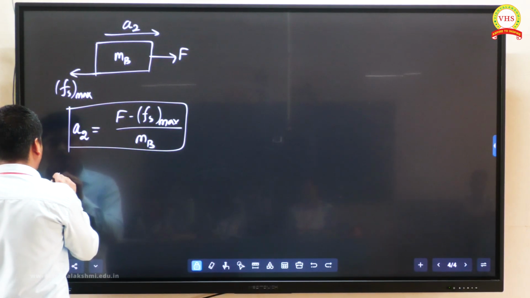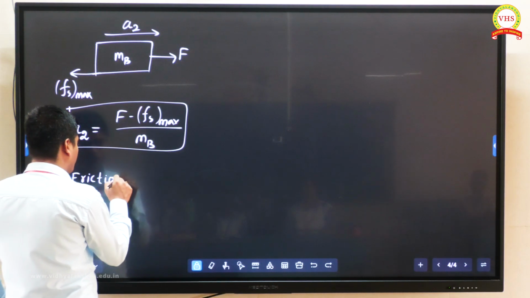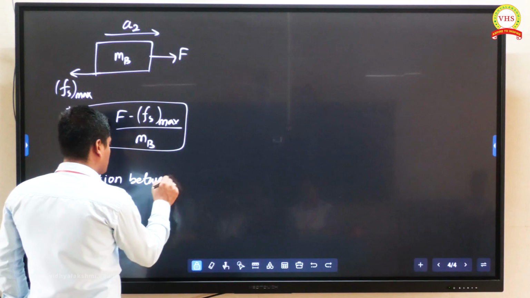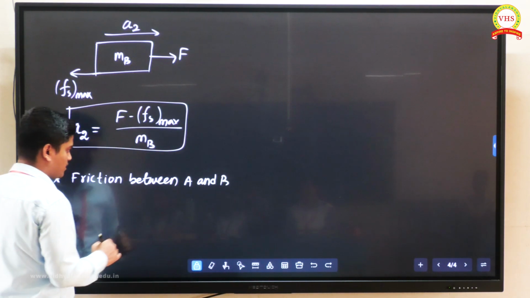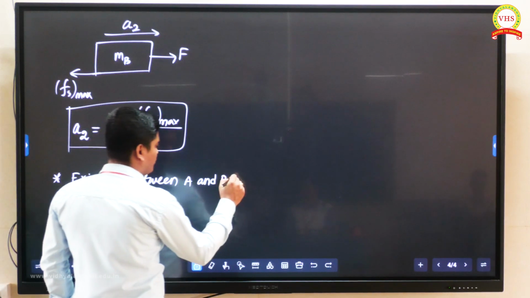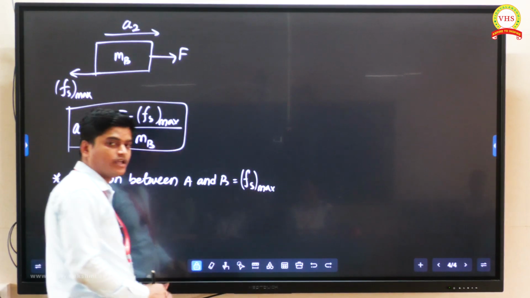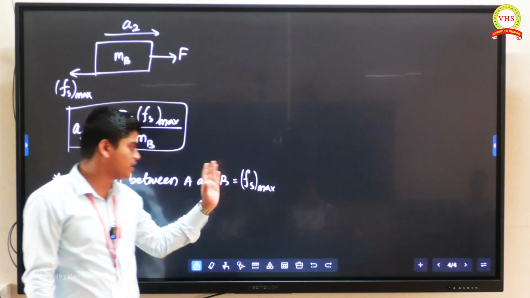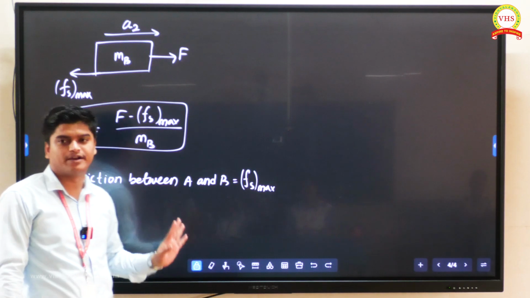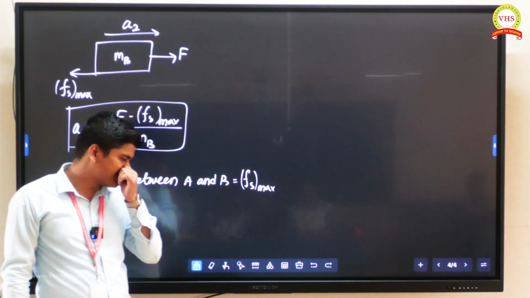And next, if you want to find the friction between A and B, suppose I am asking what is the friction between the two blocks, that will be nothing but Fs max. In this condition, in case 2, the maximum friction is the friction between A and B. Clear idea? Now try to understand this and note it down.